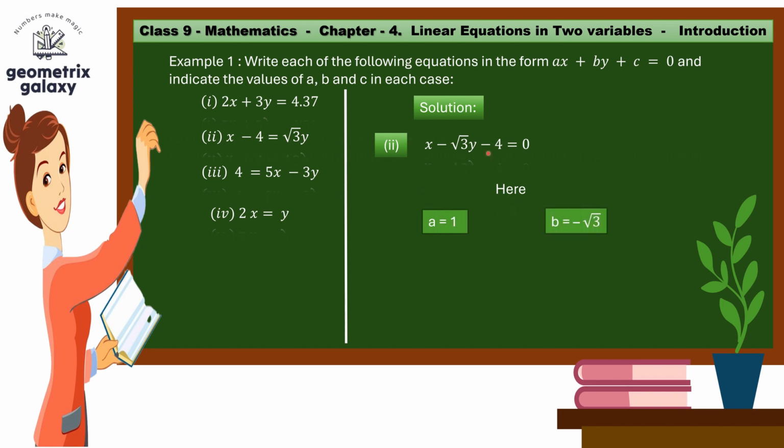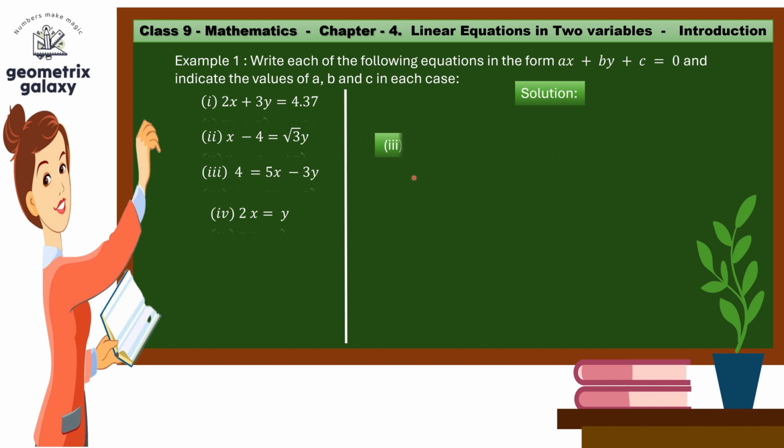Here you have third subdivision, 4 is equal to 5x minus 3y. We can answer this question in two ways. Let us see one by one. 5x minus 3y, then this left hand side 4 transposed to the right hand side means it will become 5x minus 3y minus 4 is equal to 0. So a takes the value 5, b takes the value minus 3 and c takes the value minus 4.